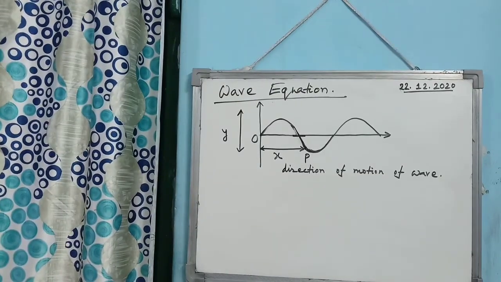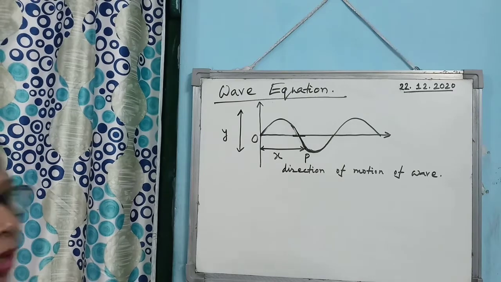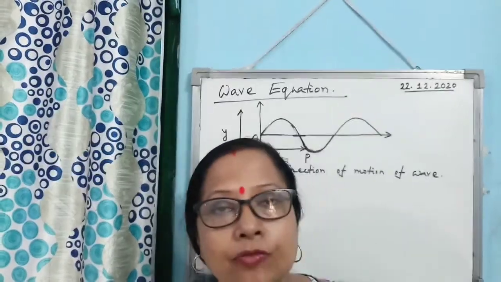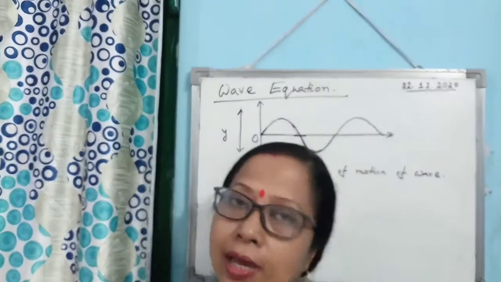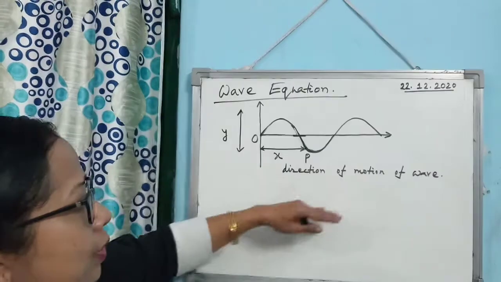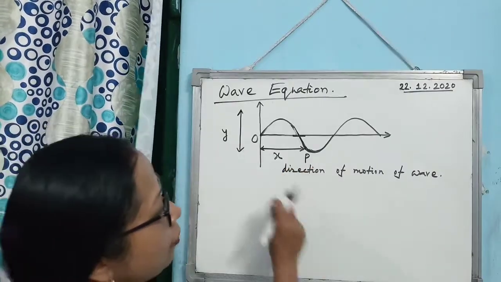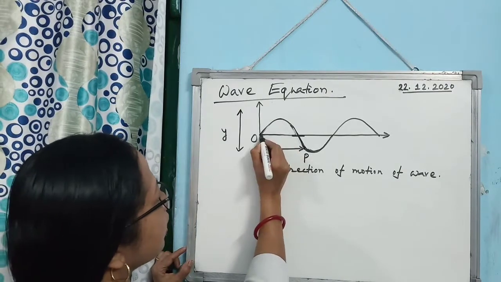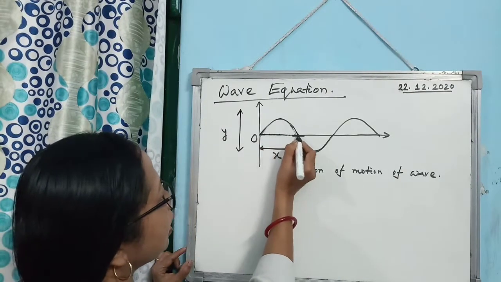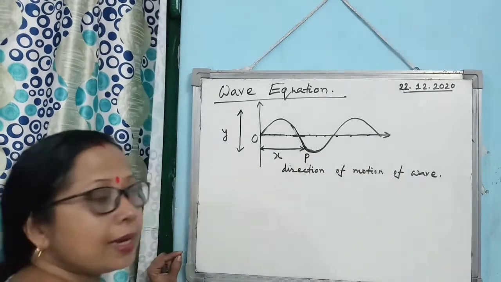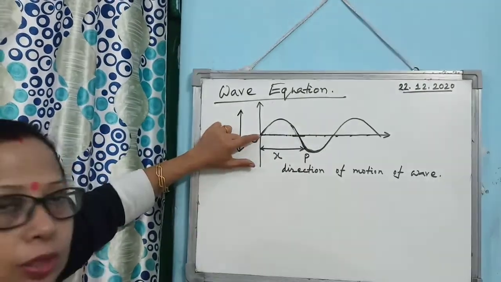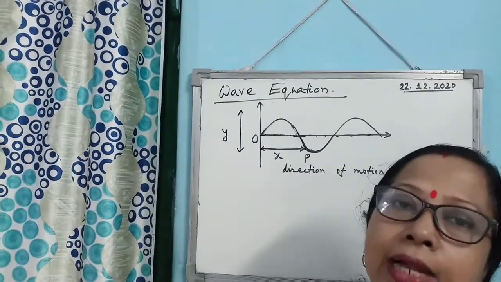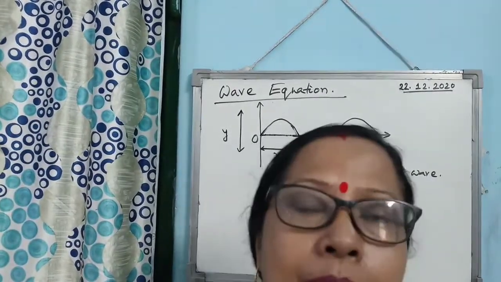Now let us try to get the equation for a progressive wave. From the name it is clear, progressive means the wave which can propagate through the medium. So consider this situation: the wave is propagating along this direction and there are several particles here which are vibrating. Now, if you consider this point O as the source of the wave, the origin of the wave, then you know that all the particles will have simple harmonic motion.